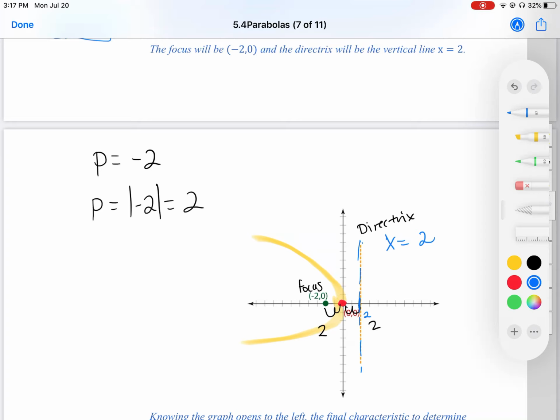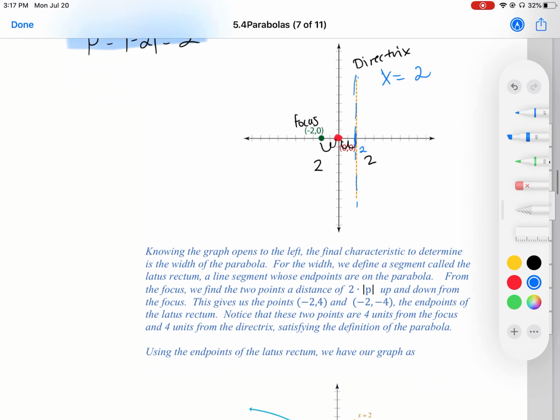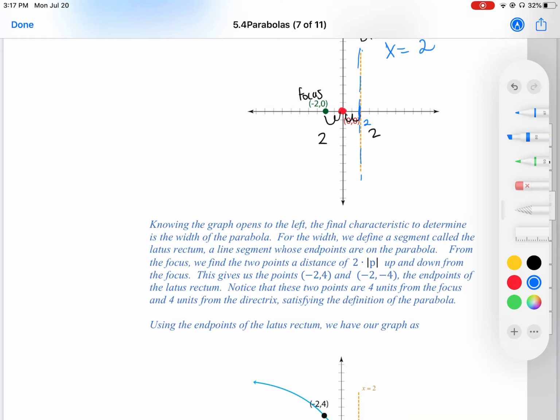All right, we're going to use that p-value to finish off my graph, because from this highlighted point that we drew, I don't know how far out it opens. I don't know if it's skinnier. I don't know what it does. I just know the direction it opens. So we're going to use that value p to figure out what kind of graph I have, and how far out it opens. Knowing the graph opens to the left, the final characteristic to be determined is the width of the parabola.